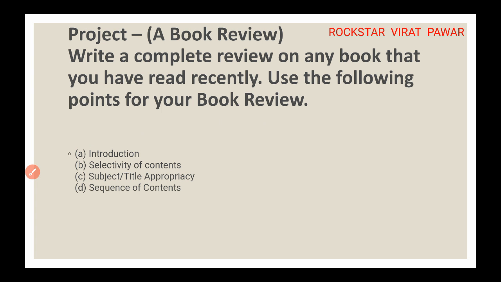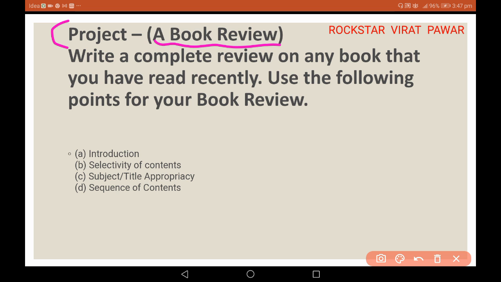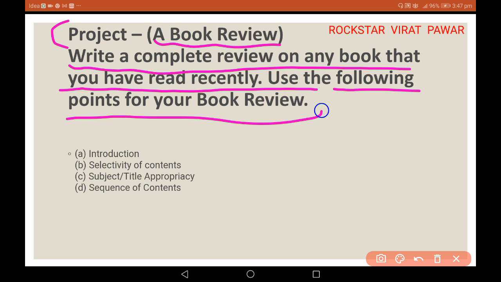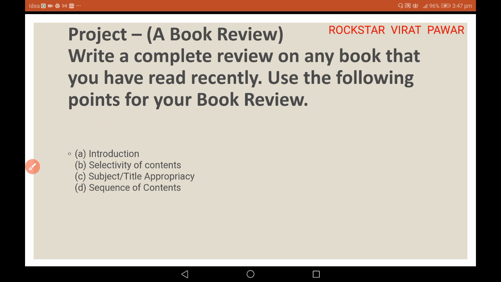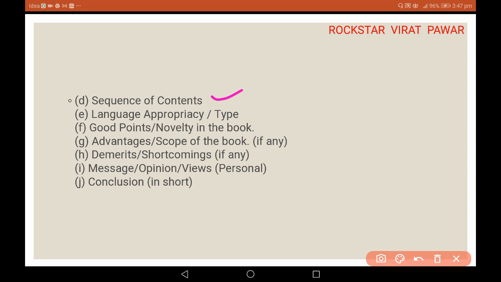Now see, a project like a book review is given. Write a complete review on any book that you have read recently. Use the following points in your book review. You should also review some books and read extracurricular study material also. See, introduction is given, selectivity of content, subject, title appropriacy, and sequence of contents are also given. Language appropriacy, type, good points, novelty in the book, advantages, scope of the book if any is required, demerits or shortcomings if any are present, message or opinions or views for personal use, and a conclusion in short are also required.